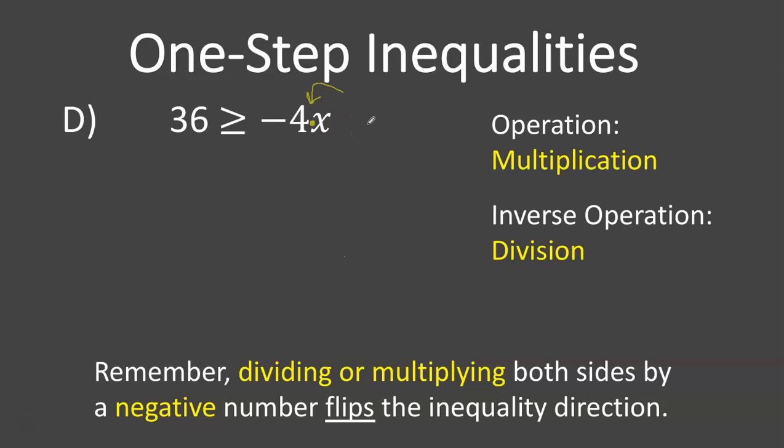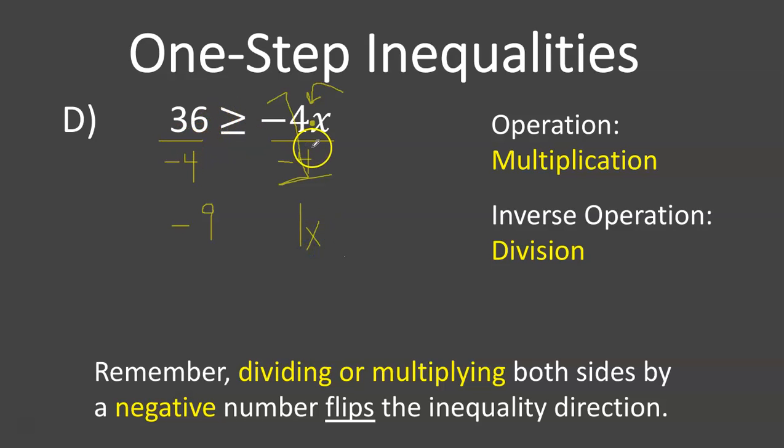And the inverse of multiplication is division. So we are going to divide both sides by the number that is keeping x from being alone. And the number that is keeping x from being alone is that -4. So divide both sides by -4. 36 divided by -4 is -9. On the right side, -4 divided by -4 equals 1. So we're left with 1x.